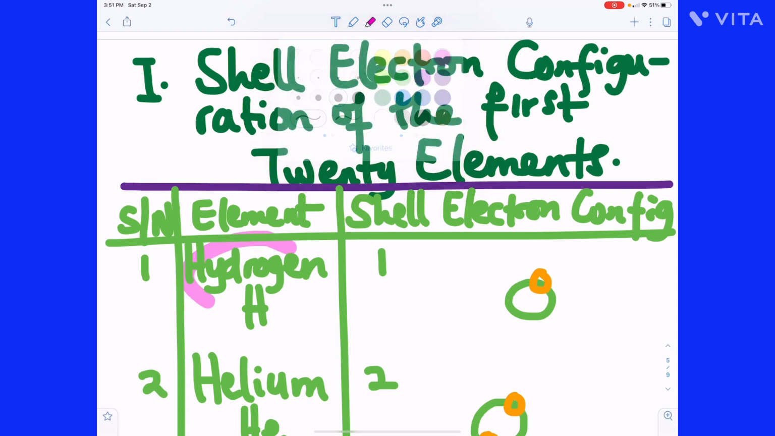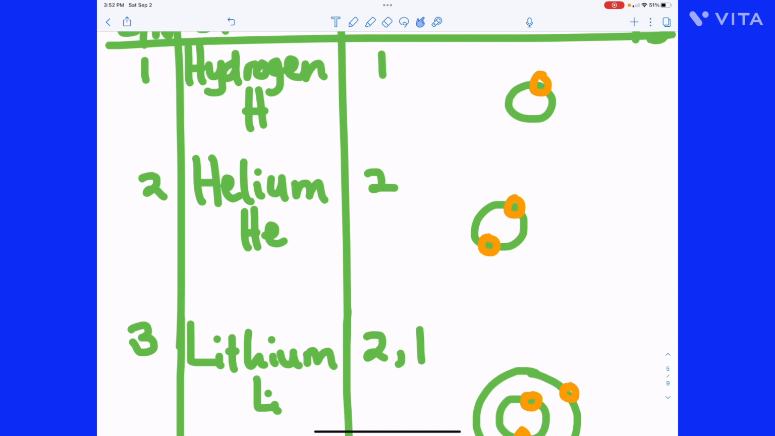But hydrogen has only 1 electron, so its configuration will be 1, meaning 1 shell containing 1 electron. This one means hydrogen atom has just 1 shell, and that 1 shell contains 1 electron. So the shell will be represented with this diagram.